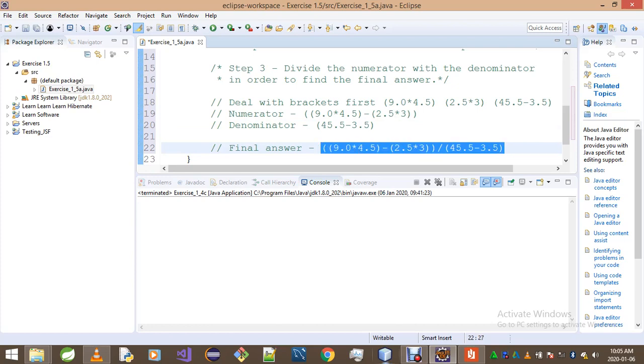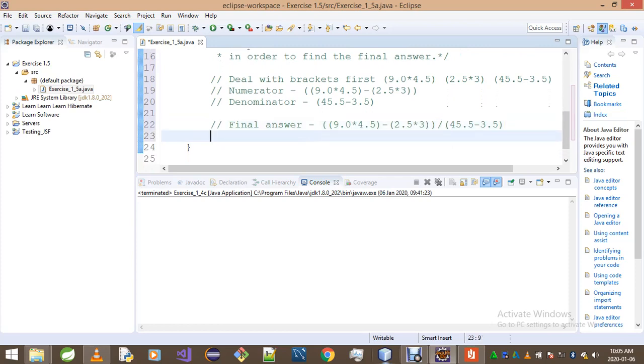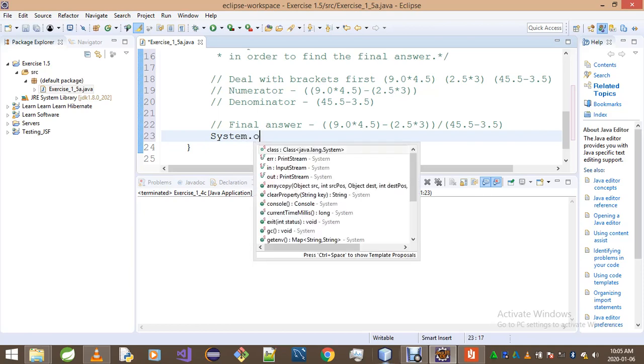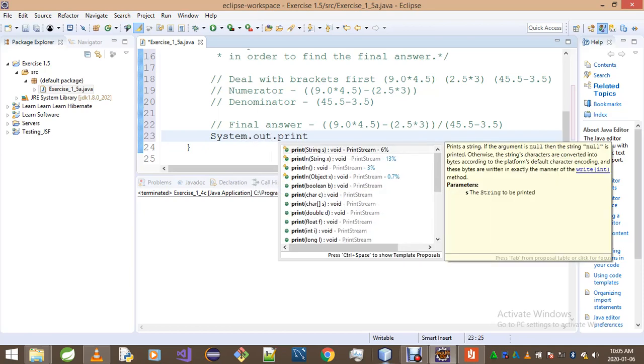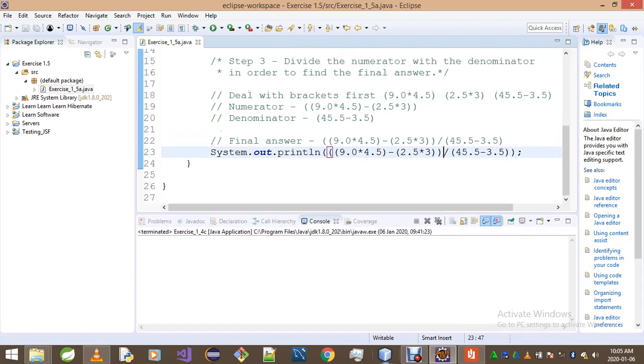By the way, you can copy and paste this into your print statement. Actually, that is exactly what I will do. System.out.println. This is pretty much it. So let's run and see what we get. This is our answer right here.